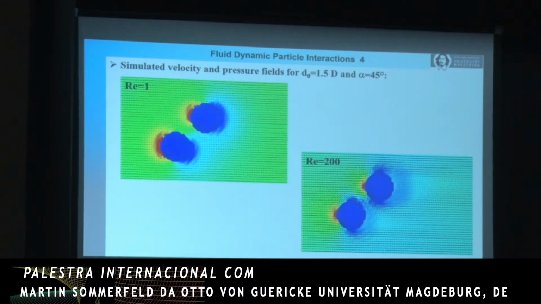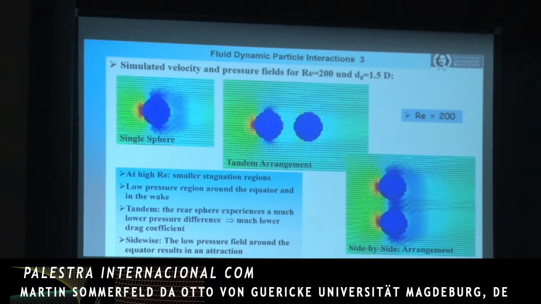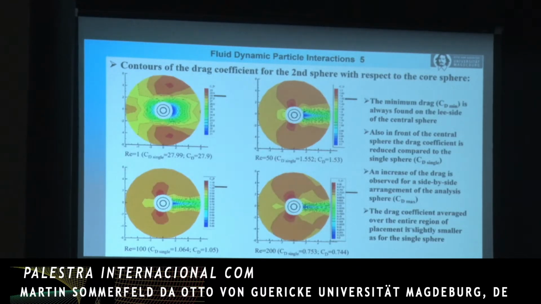So that's just a picture at low Reynolds number and the 45 degree arrangement, and here at higher Reynolds number. So we varied the angle of the analyzer sphere positioned around the central sphere, and these results are all shown for a distance of 1.5 diameters. And at the moment, we looked only at identical sized particles. So this is the outcome at the end. That's the contours of the drag coefficient for the second sphere with respect to the fourth sphere.